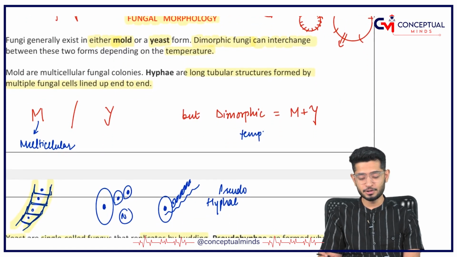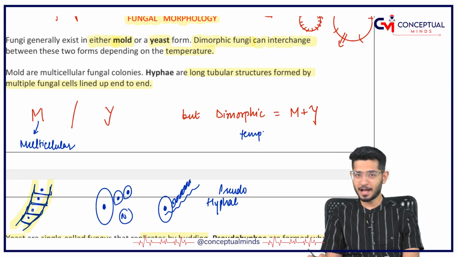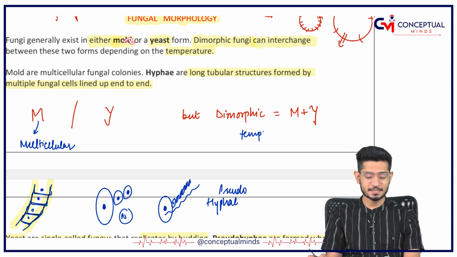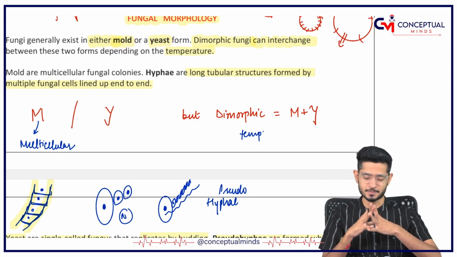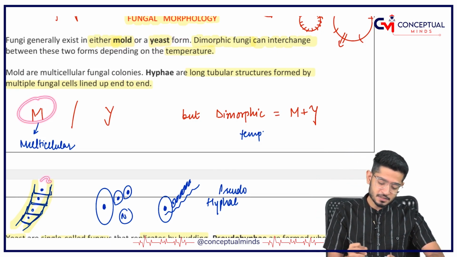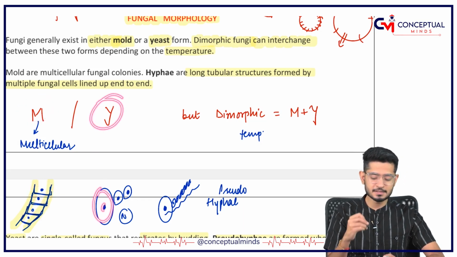Coming on to the morphology of fungus. Either the fungus is a mold or the fungus is a yeast. These are some morphological forms in fungus. Mold means when there is a multicellular fungus. If it is a unicellular fungus, it is a yeast.